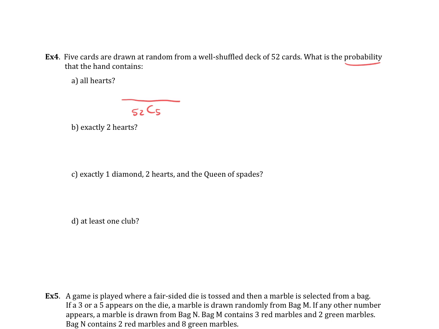52C5 is a pretty big number, but it's pretty common. You're going to see this a lot. This is out of how many different 5-card hands there are. 2,598,960. That's about 2.5 million. That's why cards are interesting.